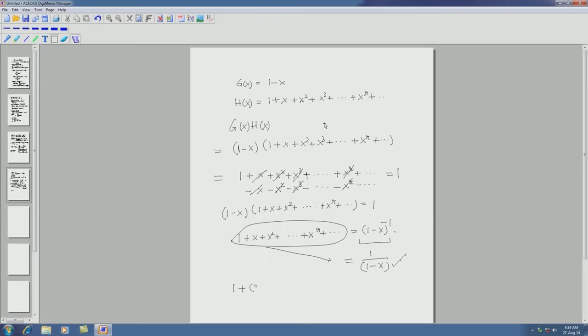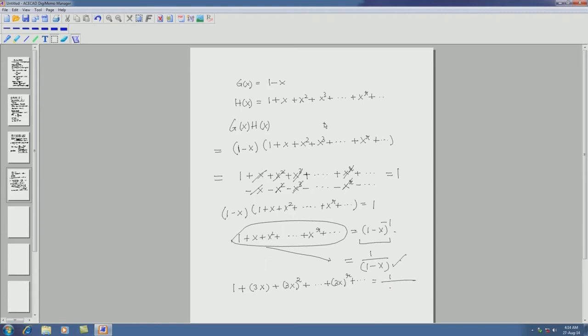We see here that x is a pure symbol. So, x can be replaced by anything else, and for example, if I took 3x instead of x, then I would have got 1 plus 3x plus (3x) whole square plus and so on up to (3x) to the power r and so on.